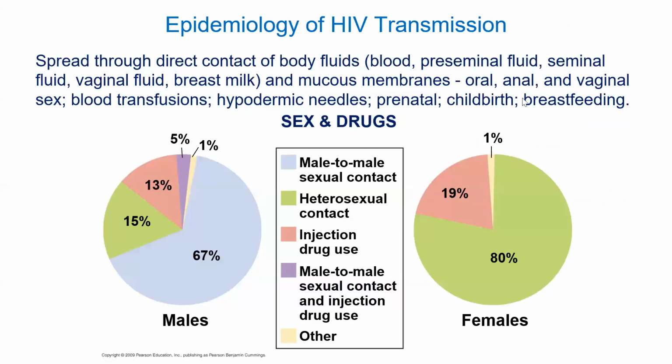So in terms of the epidemiology, this is where it gets kind of interesting when we start to compare different populations. If you look at, and this is true for Canada and the United States, males getting HIV, a big chunk of that is males who are involved in male-to-male sexual contact. 15% heterosexual contact, and then injection drug use is the other big group. If you look at females, the majority of cases of females getting HIV is from heterosexual contact, and then the second group is injection drug use.